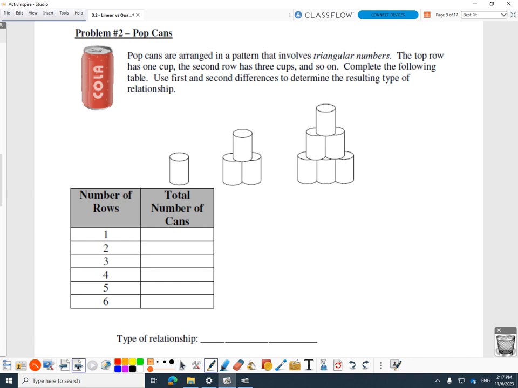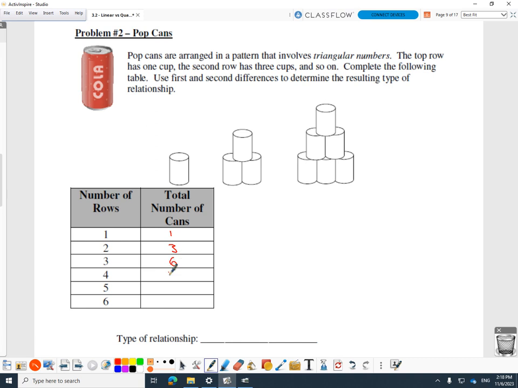The top row has 1 cup. The second row has 3 cups, and so on. Our job, find how many cans total will it take. If I do 1 row, how many cans do I need? It's got a picture. 1 can. If I want to do 2 rows, how many cans am I going to need? 3. If I want to do 3 rows, how many cans am I going to need? 6. See, the pictures help you there.